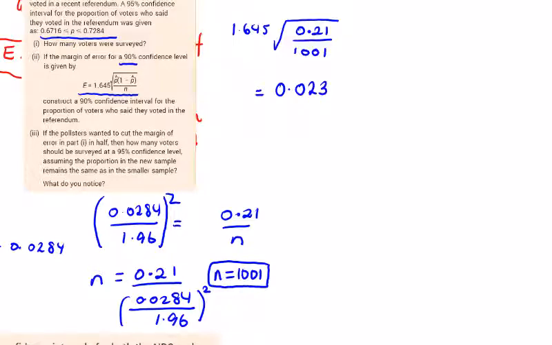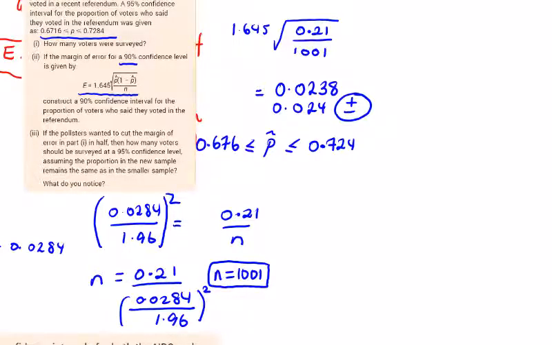0.0238, we go 0.024. So that's what I have to add and subtract from my 0.7. So I'm going to get 0.724 at the high end. And on the lower end, I'm going to get 0.676. So that's a 90% confidence interval. It can't come up, it's not on the course. It's mainly 95 that gets asked, but just be aware that it can be asked.